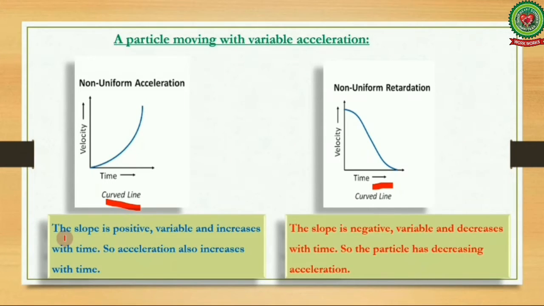So we observe that the slope is positive, variable and increases with time. So acceleration also increases with time. On the other hand, the slope is negative, variable and decreases with time. So the particle has decreasing acceleration, which we call retardation.